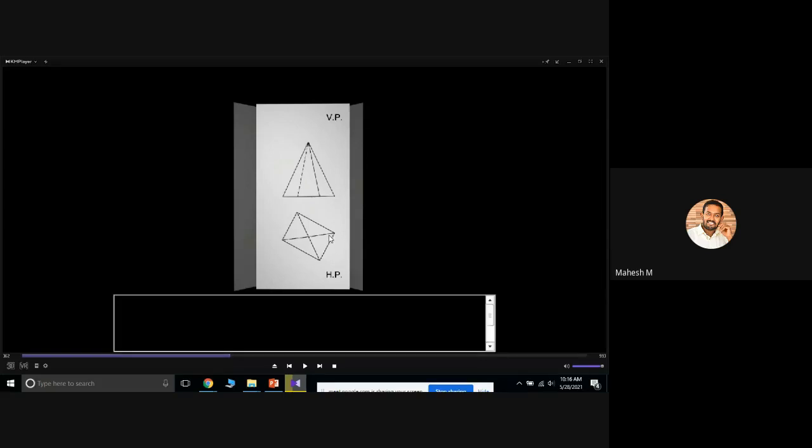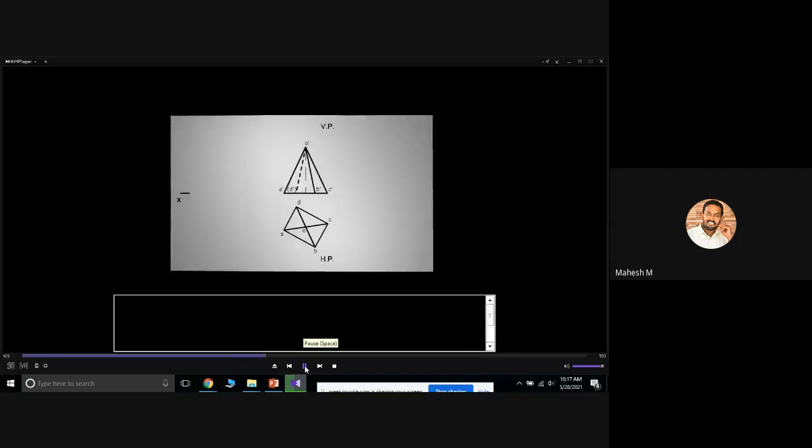Is it clear? So this center point will be the axis point. So this center point, that means this point. Okay. If you create a vertical line from this point, that particular vertical line will be called the axis line. So we can create the axis line in all pyramids and also cones.